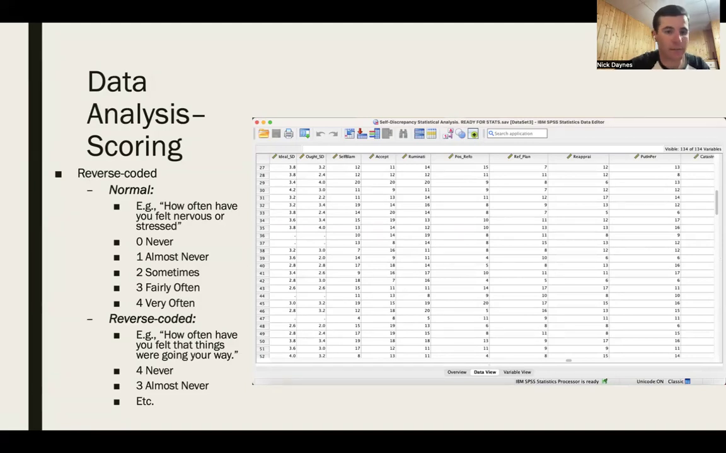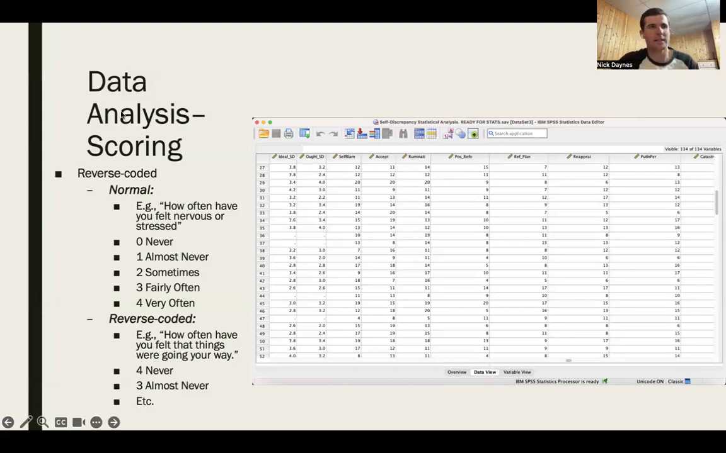You selected very often. But for the reverse coded ones, we flipped it so that if you selected very often, you would get 0. And if you selected never, you would get 4, which means that anytime you score a 4, that always means that you have higher levels of perceived stress. And a 0 always means that you have low levels of perceived stress. So that's the idea behind reverse coding. And there's some psychometric reasons why you want to do reverse coding, which is beyond the scope of this class, but many scales use it, and something to keep in mind.